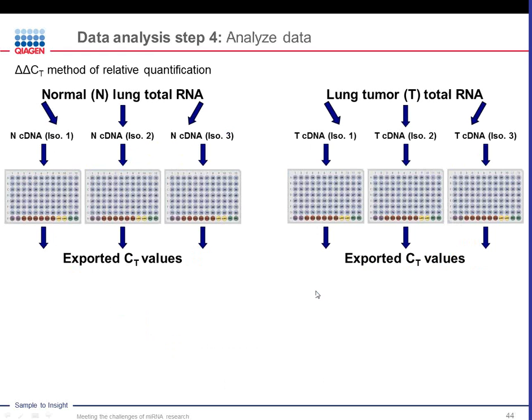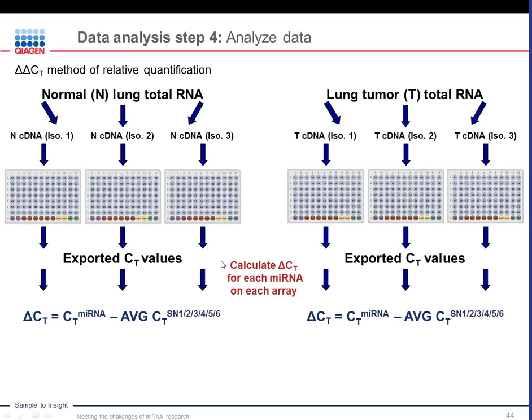So for the experiment, you would have performed 3 total RNA isolations from normal lung and 3 from lung tumor, synthesized cDNA for each, performed real-time PCR, and exported your CT values. Now the next step is that you need to normalize your CT values for each microRNA. This involves a calculation of the CT of your microRNA minus the CT of your normalizer.